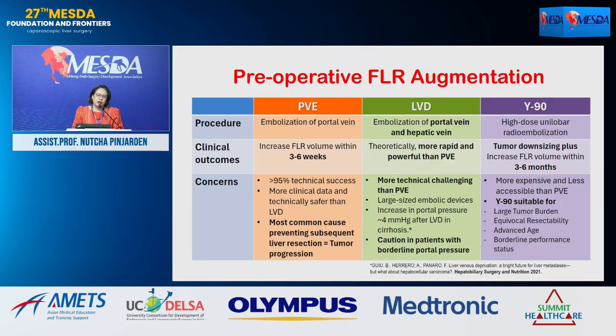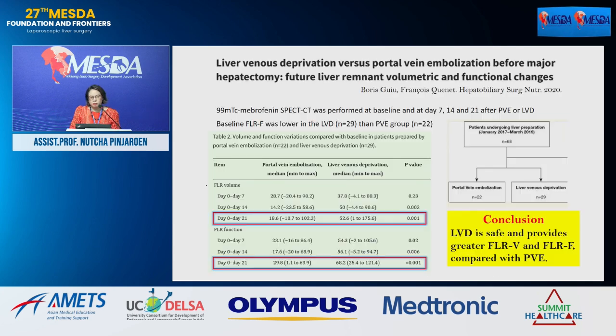And the last one is about the Y-90 radioembolization. Like I said, you may need a little bit longer, 3 to 6 months, before bringing the patient to surgery. But it's very helpful when you are not certain from the beginning whether this patient is resectable or not. And the other one is about hepatic venous deprivation. In the literature, they prove that hepatic venous deprivation can increase the FLR volume and also FLR function when compared to PVE.